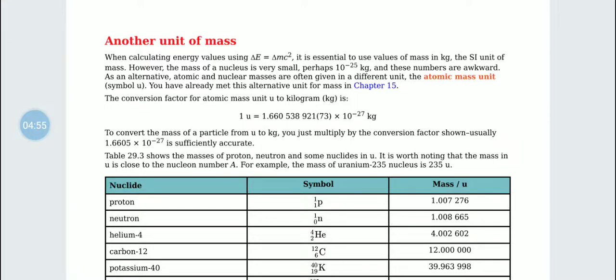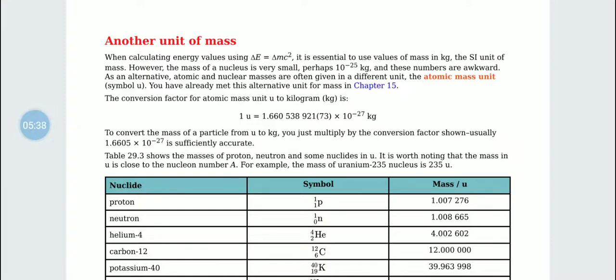But for the nucleus, because it is very small in kilograms, it is easier for us to understand if there is another smaller unit. We take this as the atomic mass unit, which has the symbol u. The conversion factor is 1 u equals 1.660538921 times 10 to the power minus 27 kilograms.